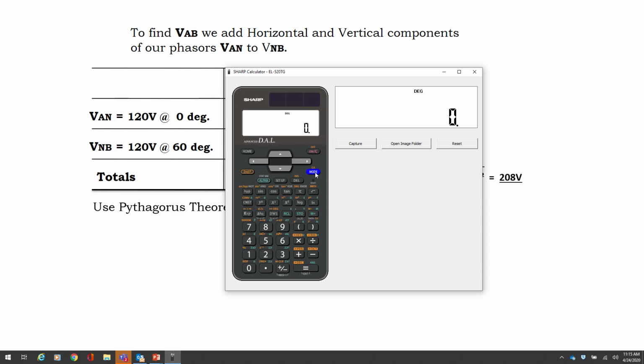So on your calculator, it will be mode 3, second function 8. On my simulated calculator, it's a little bit different, but yours will be mode 3, second function 8. Now if you look close on the top of the screen, you should see r, theta, and degrees. That means we're in the correct mode to be able to add this up.